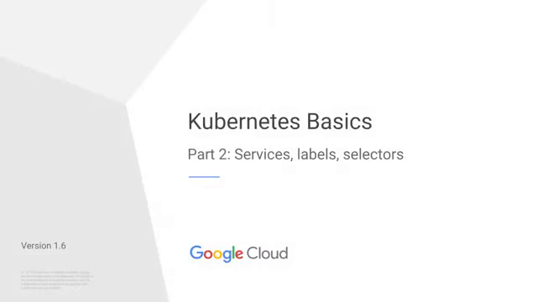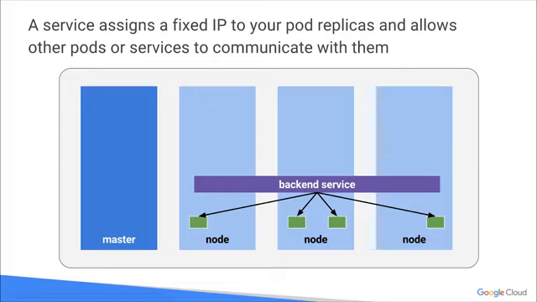Kubernetes basics, talking about services, labels, and selectors. All right, so a service is assigned a fixed IP to your pod, and then it replicates and allows other pods and other services to communicate with them. Services really act like a way of communication between the pods.